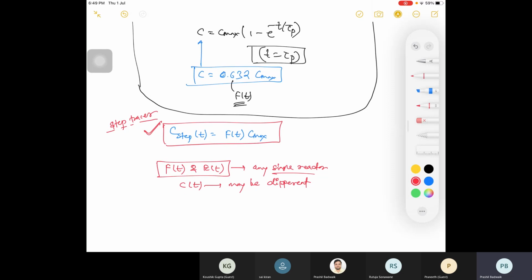So based on this, please tell me, should I start the step tracer injection in PFR?